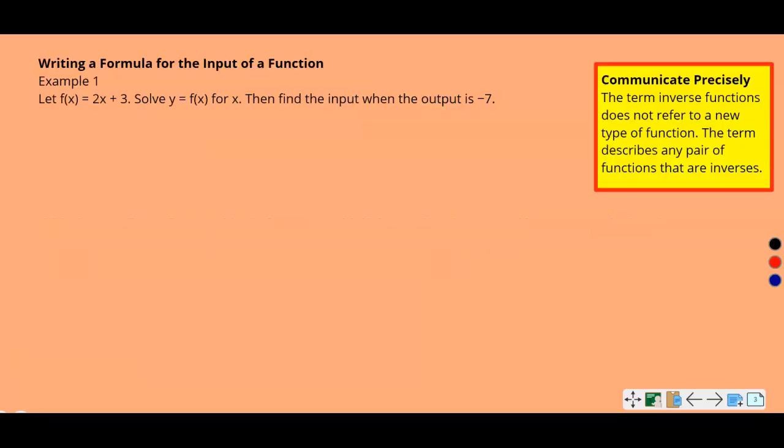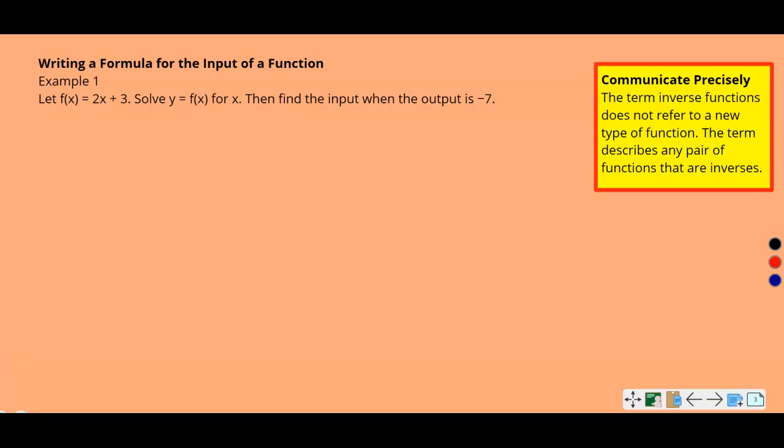Example 1, writing a formula for the input of a function. Let f of x equals 2x plus 3. Solve y equals f of x, remember, so solve y for x. Then find the input when the output is -7. Basically, when it says solve y for x, that's telling you to switch your x and y, and then you're finding the inverse. But this is just kind of leading us up to it.